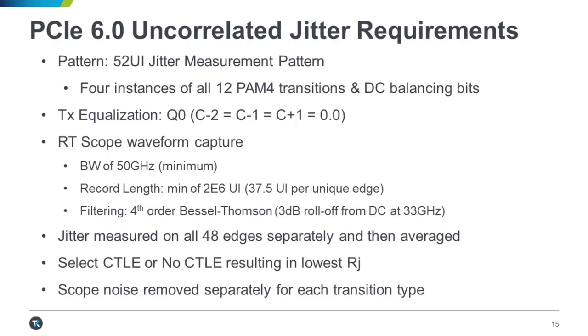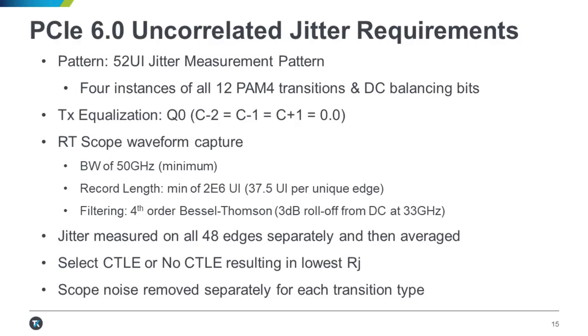So early on, we were looking at something more similar to what IEEE has done. We were looking at a J6U, JRMS. Eventually, we moved back to the historical approach using uncorrelated jitter for PCI Express Gen 6, right? So at a high level, the definitions are pretty similar. How we get to those measurements is a little bit different, right?